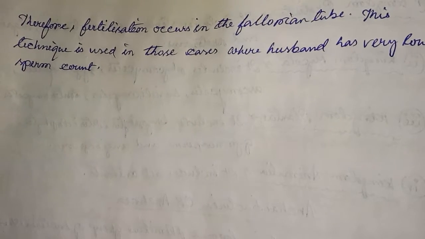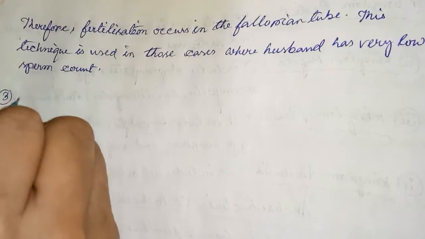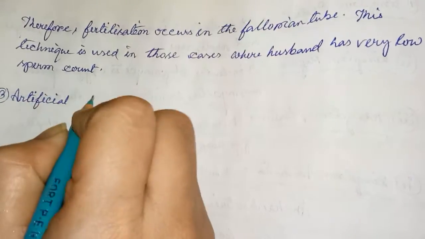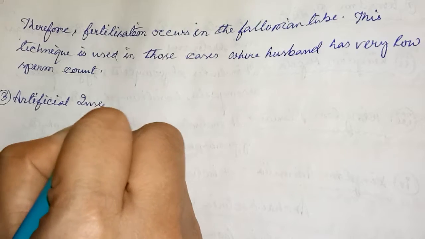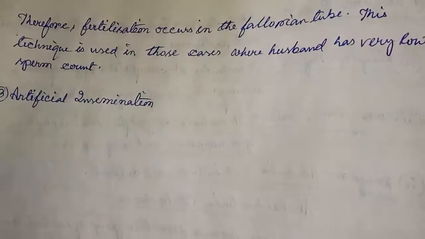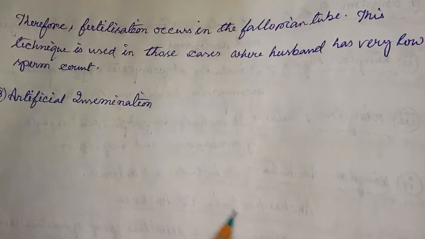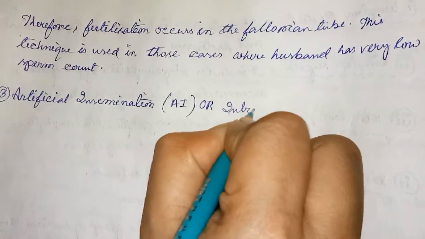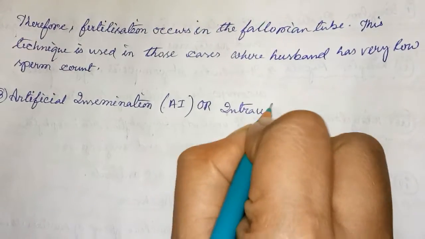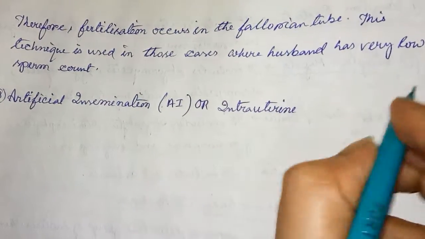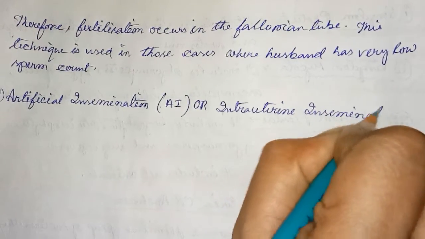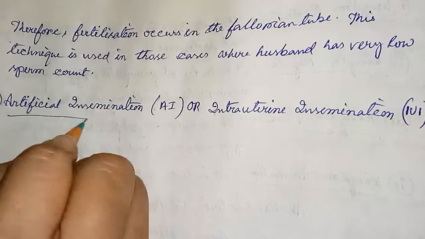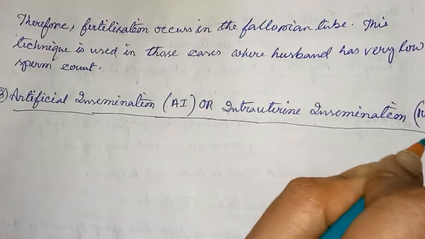Okay. Now next, artificial insemination, that means AI, or intrauterine insemination, which is IUI. What is it?